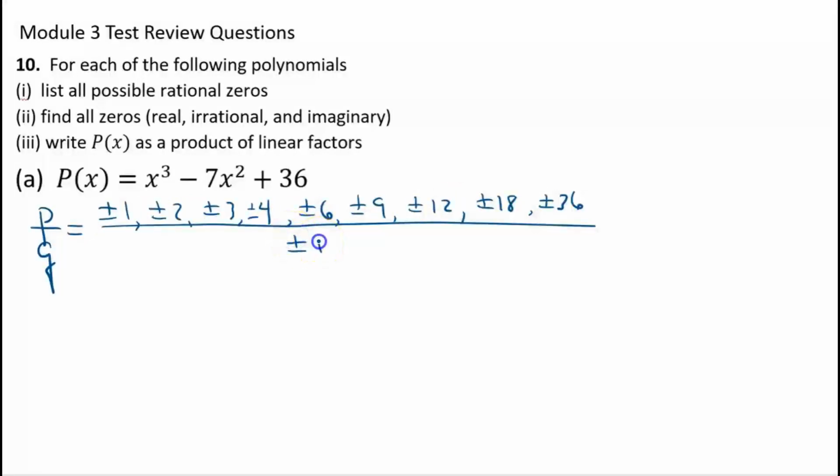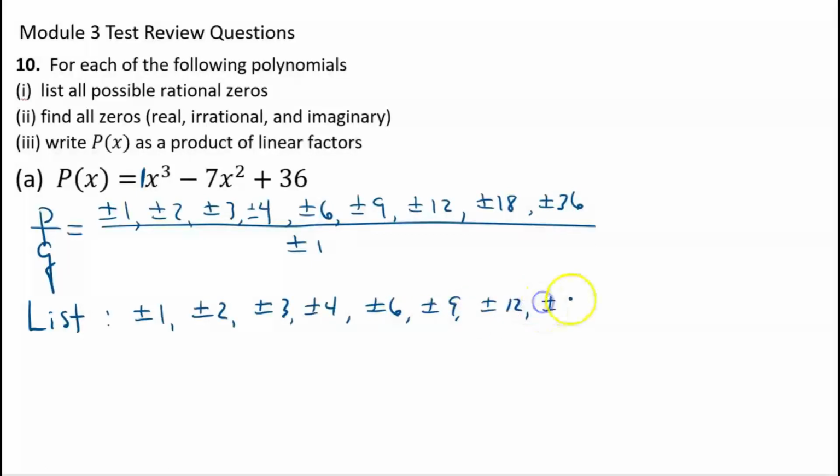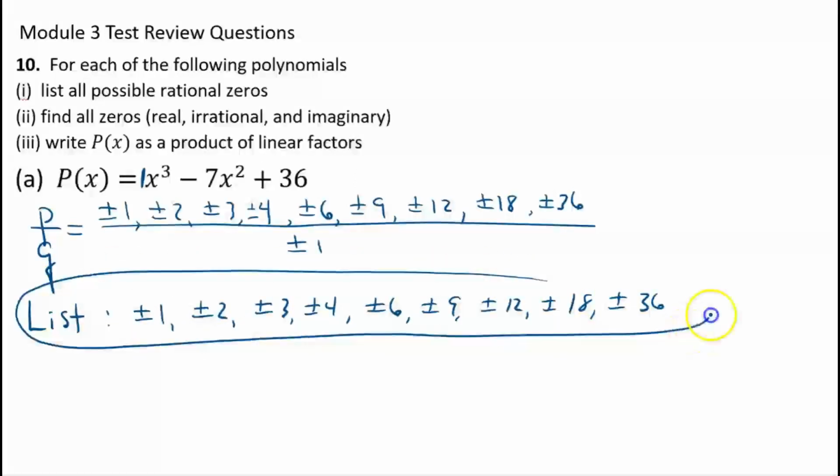Over plus or minus 1, which comes from the leading coefficient. So when I do the list for all possible rational zeros, because we're dividing by 1, it really is just the numerator. There we go. So that answers question A. All right. B, find the zeros.